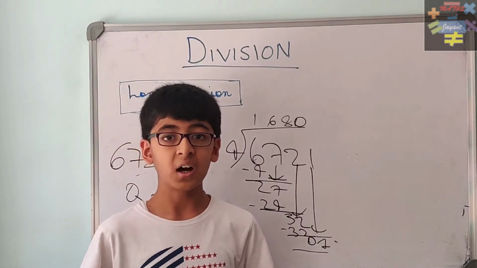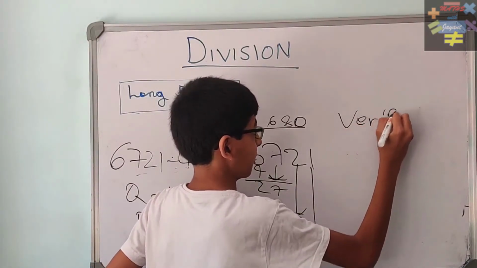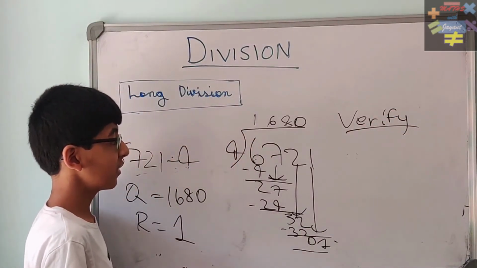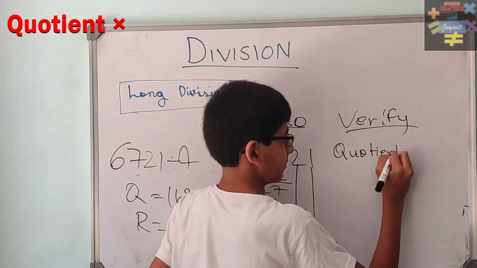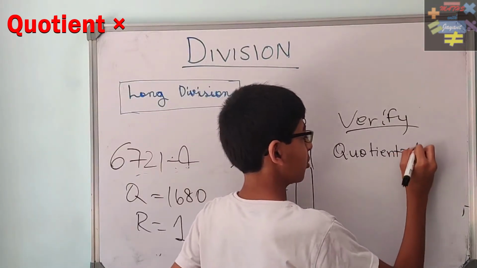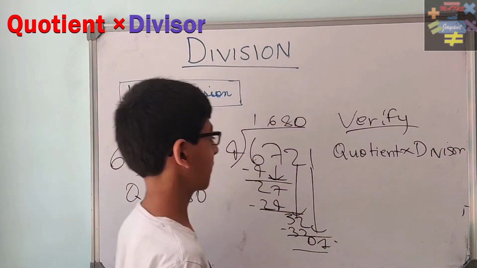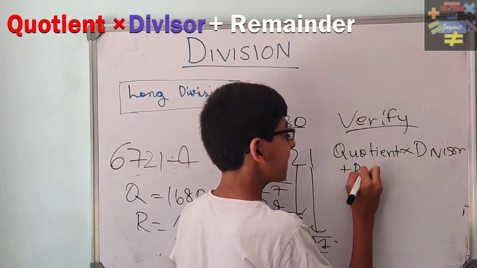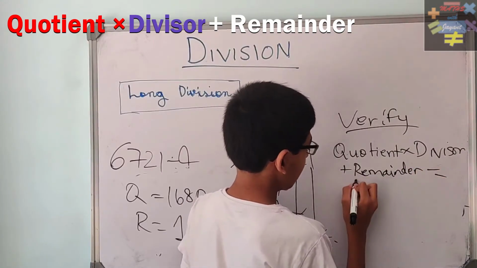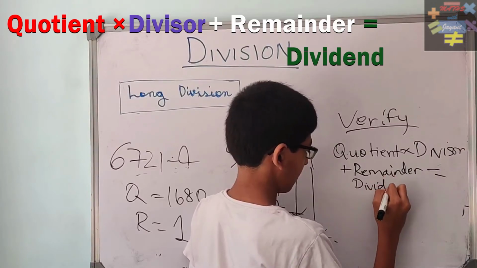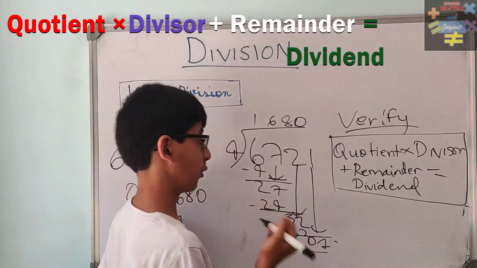Let's understand how we verify. Quotient. We have to multiply the quotient with the divisor. We have to multiply this with this. In this, we have to add the remainder. Don't forget about the remainder. We do this and if we get the dividend, then our answer is correct. If not, then the answer is wrong.